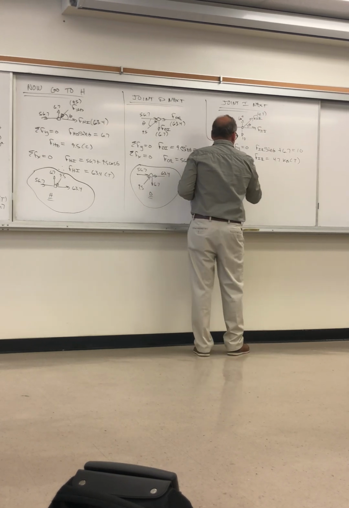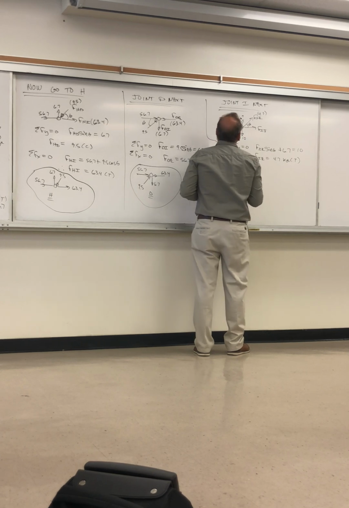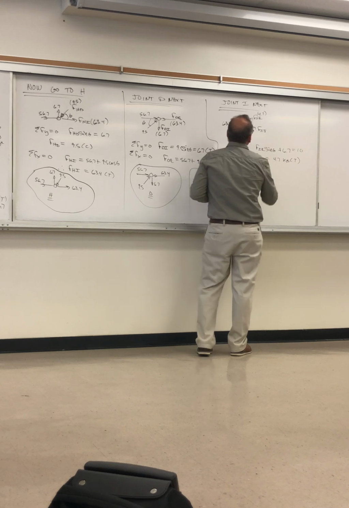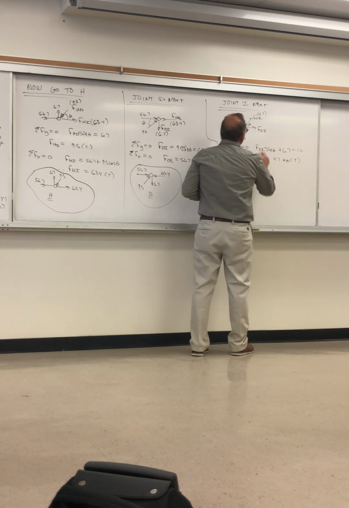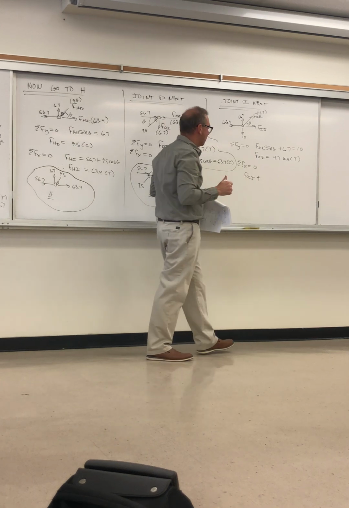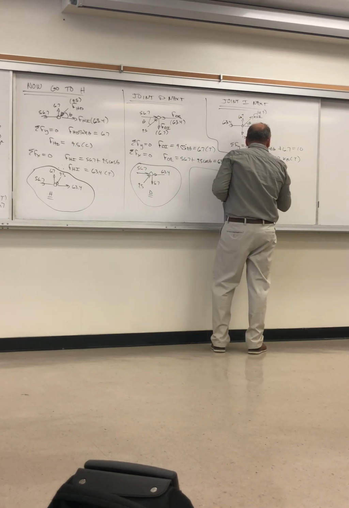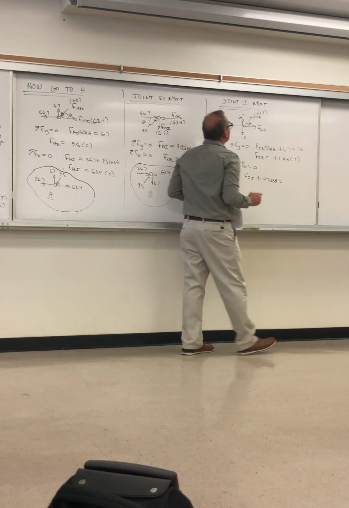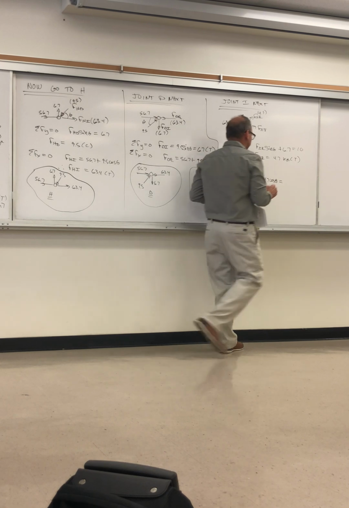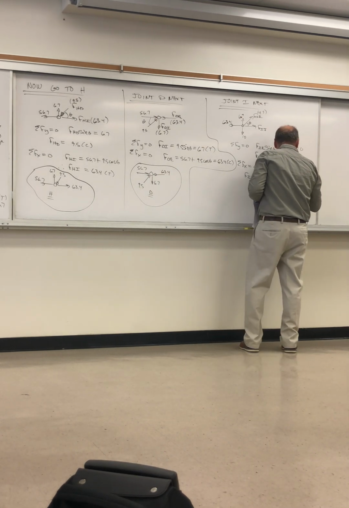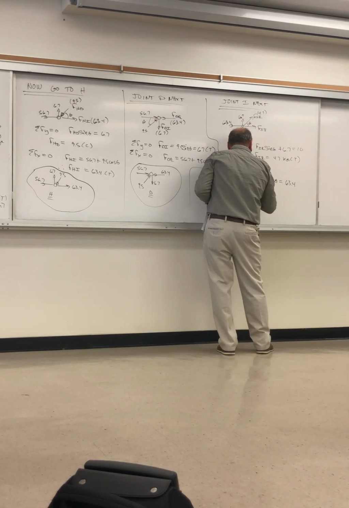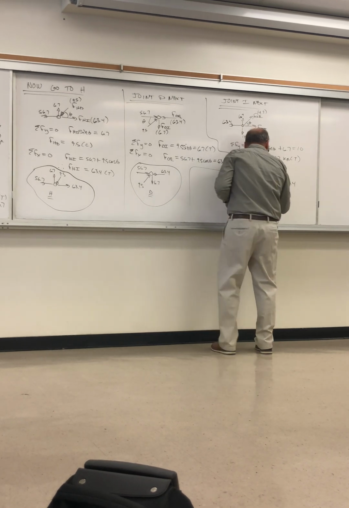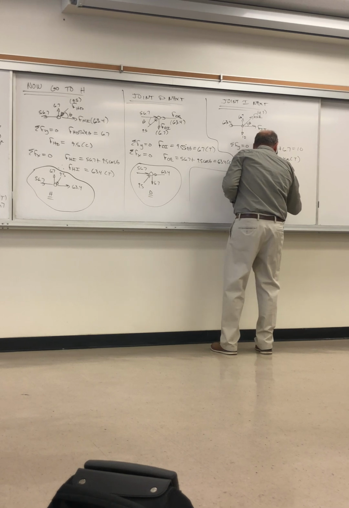Then summing forces in the x is 0. I have F of IJ to the right, plus the horizontal component of the 4.7, so it's plus 4.7 times the cosine of theta, equals 63.4. From this I get F of IJ is 60.1 kips, and that's in tension.